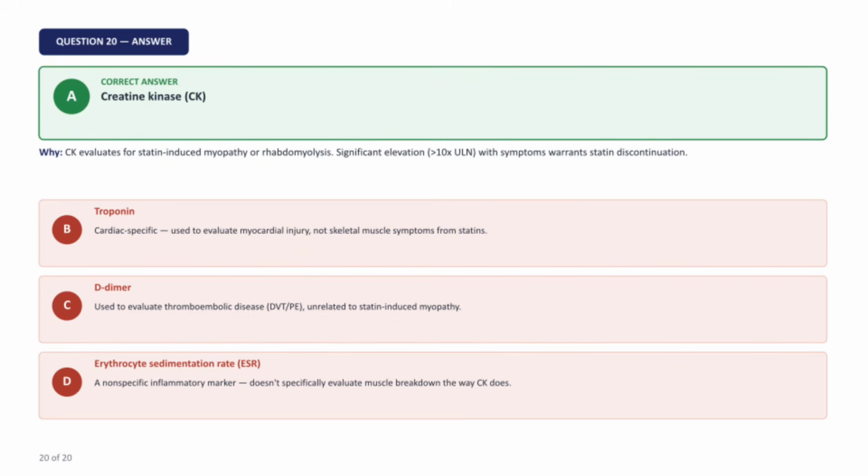CK evaluates for statin-induced myopathy or rhabdomyolysis, significant elevation with symptoms warranting statin discontinuation. Now, why isn't B correct? Cardiac specific, used to evaluate myocardial injury, not skeletal muscle symptoms from statins. Now, why isn't C correct? Used to evaluate thromboembolic diseases such as DVT or PE, unrelated to statin-induced myopathy. Why isn't D correct? A non-specific inflammatory marker, doesn't specifically evaluate muscle breakdown the way CK does.